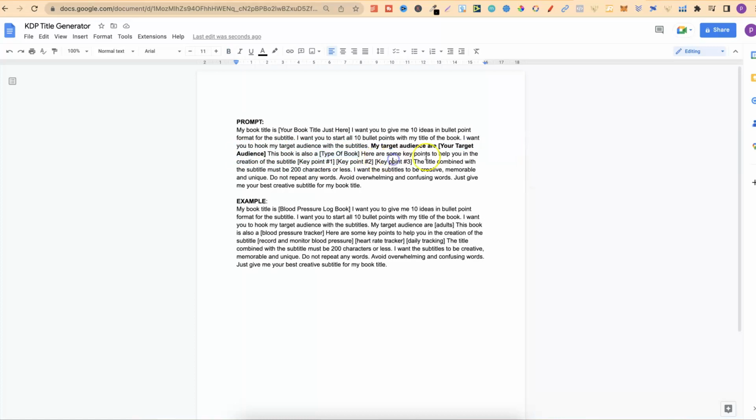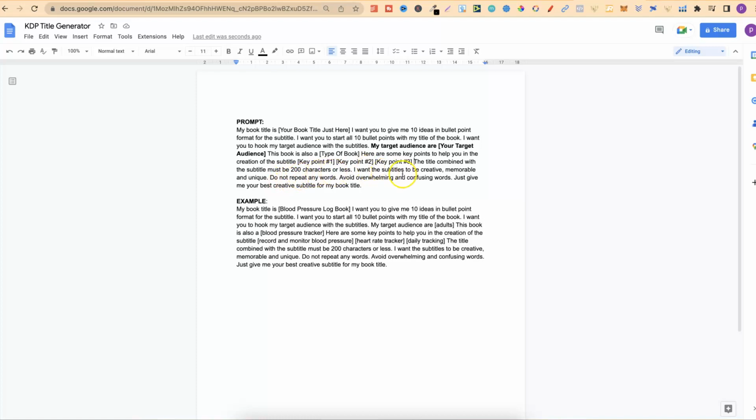Here are some key points to help you in the creation of the subtitle. So we have key point 1, key point 2, key point 3. Now you can just do 2 key points, or even 4 or 5. If you want to add more, just add a couple of brackets like that, and then put your key point in between the brackets. Then it says the title combined with the subtitle must be 200 characters or less.